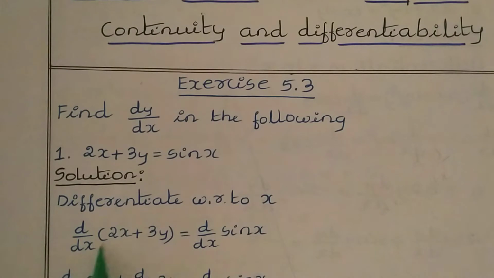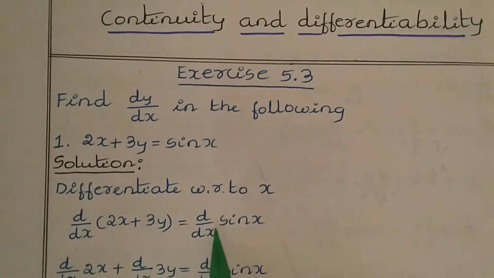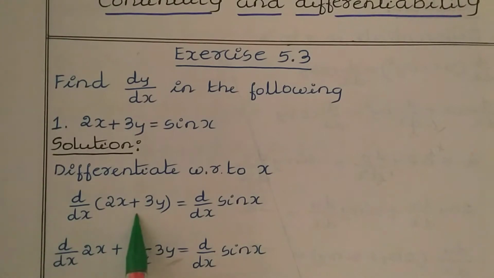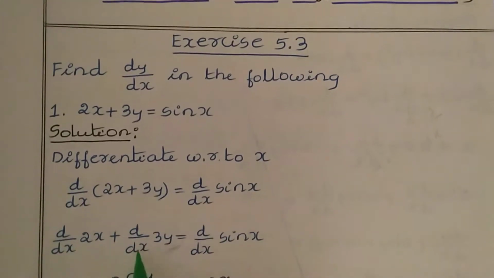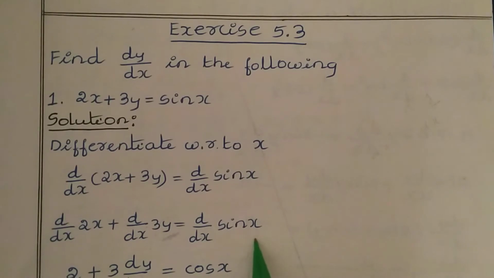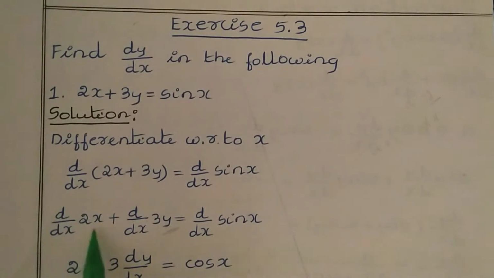So on the left hand side we have 2x plus 3y. So d by dx of 2x plus 3y is equal to d by dx of sin x. Here there is a plus sign, so we can write the individual terms separately and apply the derivative formula. So d by dx of 2x plus d by dx of 3y is equal to d by dx of sin x. Now see, here we have d by dx of 2x.